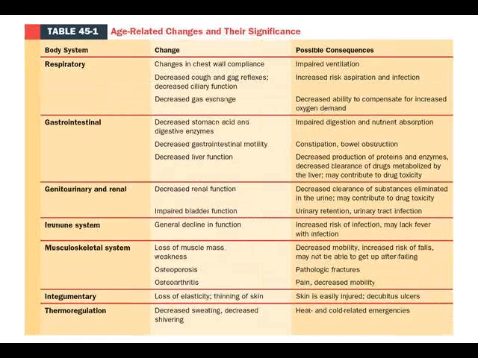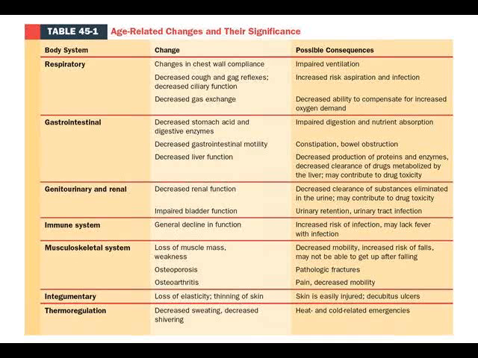In the respiratory tract, we have changes in the chest wall compliance. Things are starting to become stiff. It's harder to move that chest wall upward and outward. Their cough and gag reflexes are decreasing, so they're at a higher risk of infection in there. Decreased gas exchange. They may have started to wear out their alveoli, so their alveoli are all stretched out and they don't have much kick. It's harder to get stuff through there.